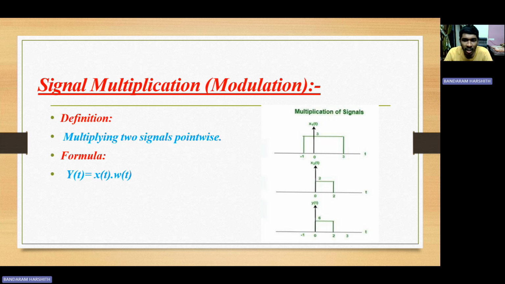And the next interval we are going to take is 2 to 3. For x1 of t, the 2 to 3 interval has the value 3. And for x2 of t, 2 to 3 is the value 0, as there is no energy given in the diagram. So on multiplying 3 and 0, we get the value 0. So for the answer y of t, for the interval 2 to 3, we get the value 0. Like this, the signal multiplication or modulation works.